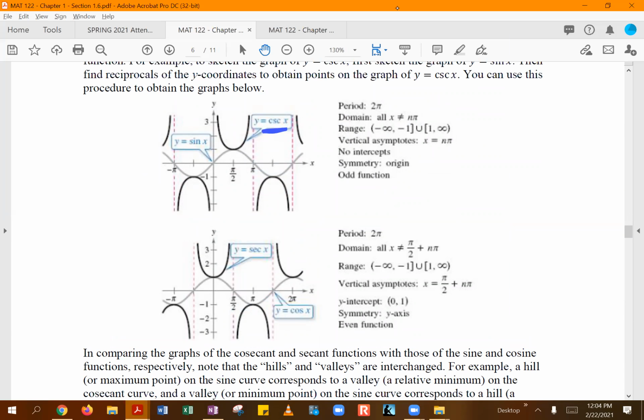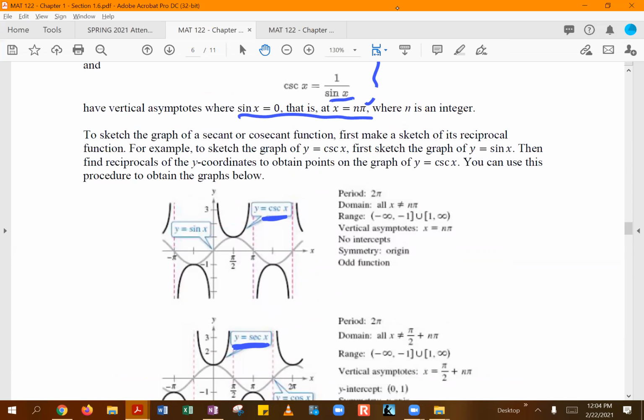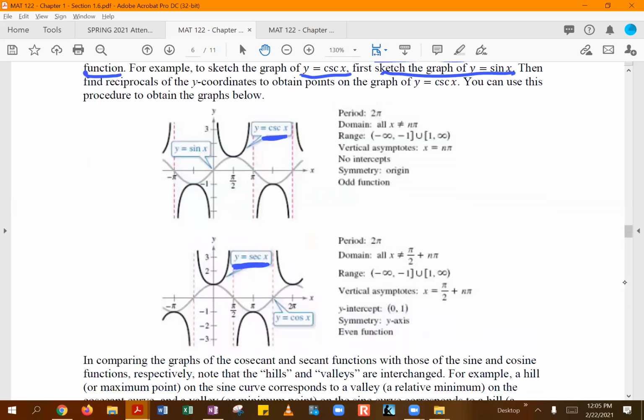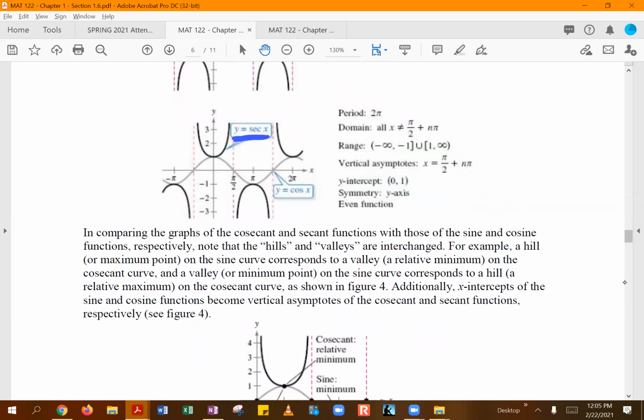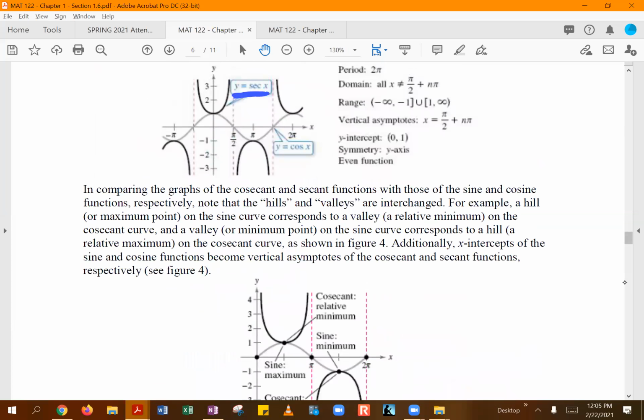And same thing over here in the darker black color, you are seeing the secant function. So the idea is, when we actually draw the graphs of secant and cosecant functions, we first start by sketching the graph of the reciprocal function. Which means if you're trying to graph the cosecant function, you will first start with the graph of the sine function, and then you will draw the cosecant function based on that. And we do the same thing for our secant function with respect to the cosine function.